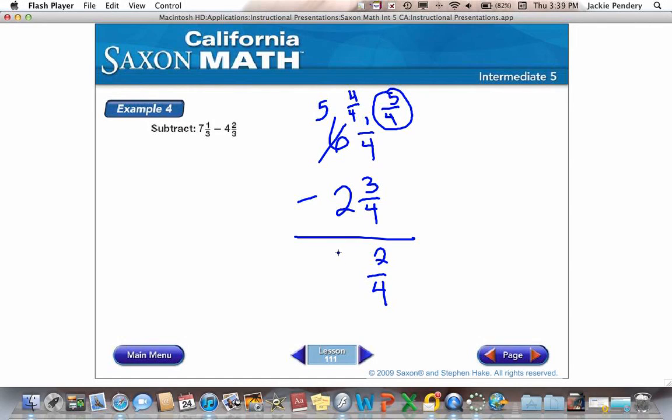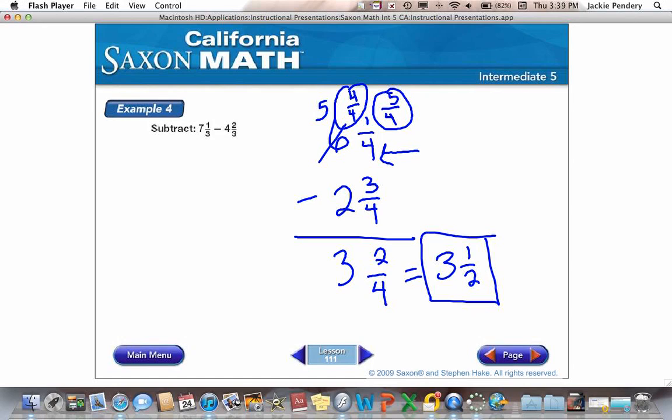5 minus 2 is 3. I reduce to 3 1/2. Okay, so be careful when you are subtracting and have to borrow. You have to borrow a fraction equivalent to 1 with the same denominator as your problem. All right? Okay, lesson practice, A through L. There are 2 problems on the top of the next page. Make sure you watch out for those, and I'll see you tomorrow.